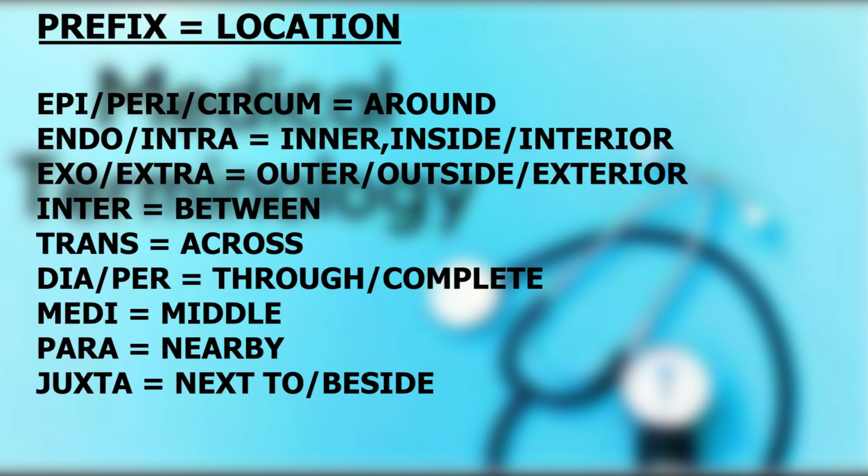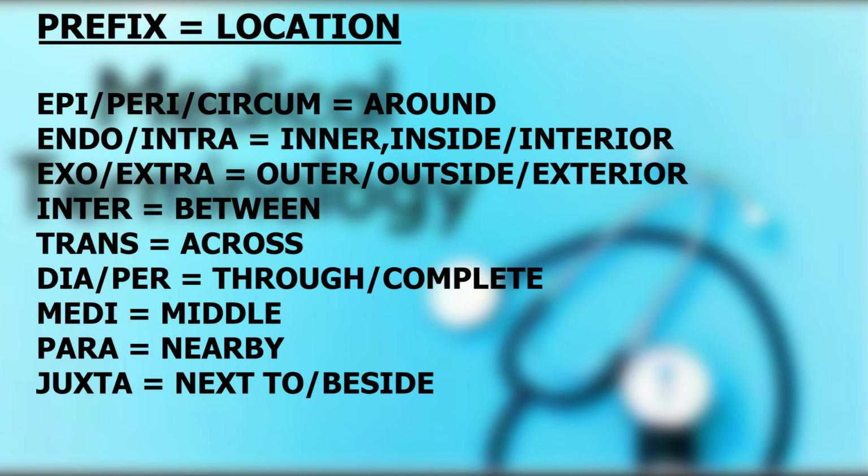For location prefixes, we have epi, peri, or circum, and these all just mean around the location or around the object. You can just think of perimeter, circumference, and with epicenter you are around the center. Now the other one is endo or intra. They mean pretty much the same thing. They just mean inside, inner, or interior. For these ones you can think of intracellular or endocrine, for example.